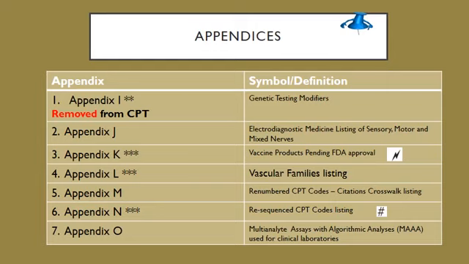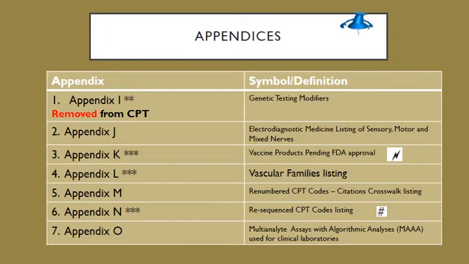Appendix L, this is your vascular families listing. I love Appendix L. Once you learn how to use Appendix L, you're going to get some answers correct on the board exam. And it's so easy to do. And whenever we get to that section in the medicine where you're going to need to know some of the vascular families, I'll show you how to use it and you'll be home free.